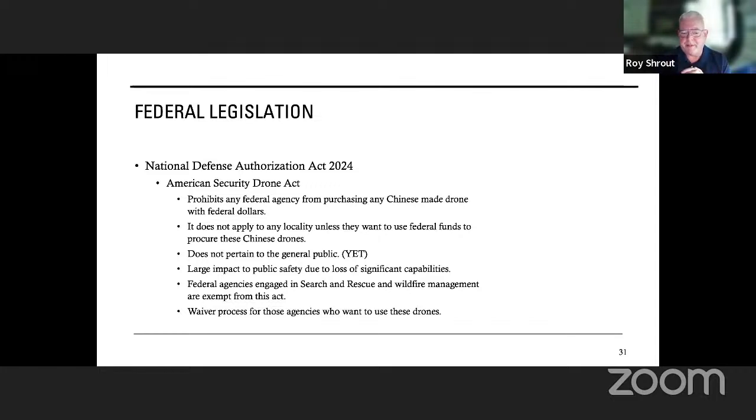It's a large impact to public safety because of the DJI product, and no, I don't work for them, never did. And no, I'm not a China supporter. However, it's a product that works beautifully for me as well as for public safety.